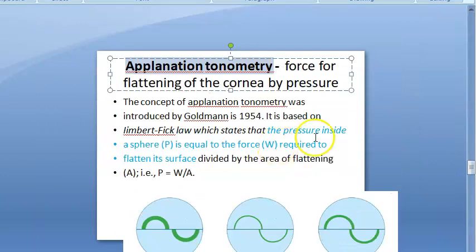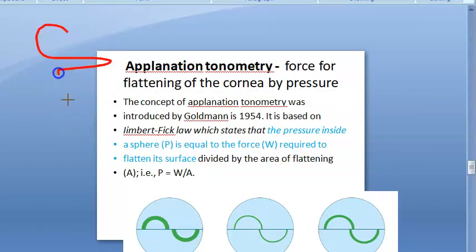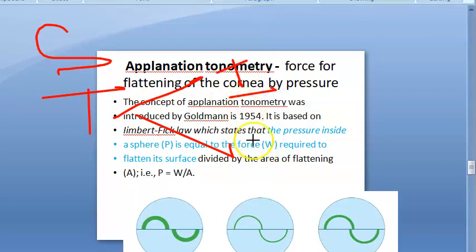Guys, what are we done with? We are done with two things. We are done with the subjective one, right? And in the instrument one, we have finished the indentation one, which measures the depth and all. Now we are going to applanation. This is going to measure the force that is required to flatten the cornea with pressure.